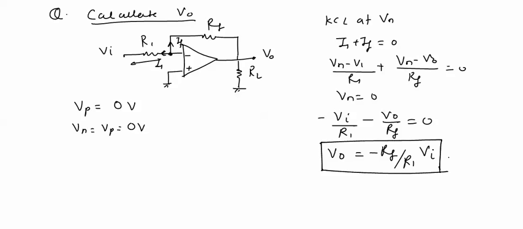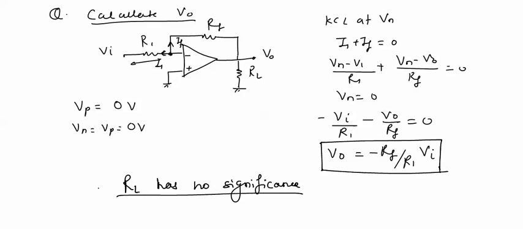So now we can conclude that RL has no significance. It does not affect the output of the operational amplifier in an inverting amplifier. Now next question, calculate V naught for the circuit.